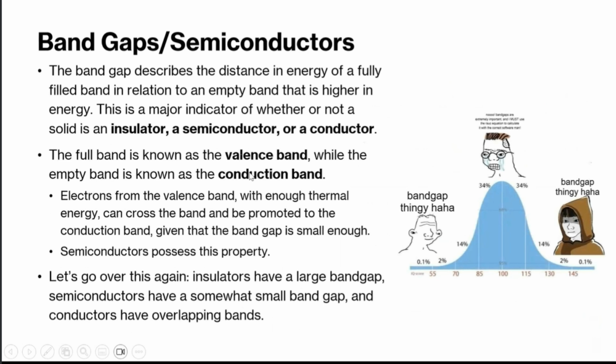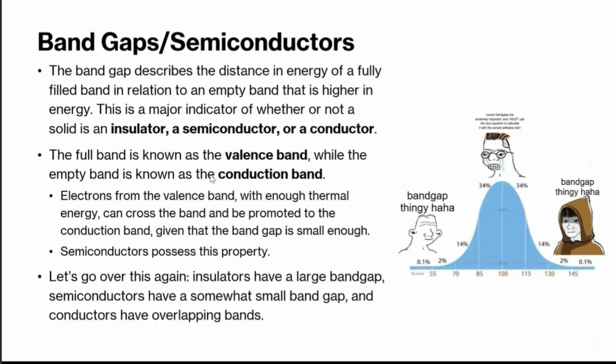So, this full band is known as the valence band, and the empty band is known as the conduction band. And if you have a small enough band gap, right? The bands are not overlapping, but with a small enough band gap and enough thermal energy, electrons from that valence band can be promoted to the conduction band. And semiconductors possess this property. Unlike conductors, they don't conduct electricity as much, but unlike insulators, they don't totally block electricity.